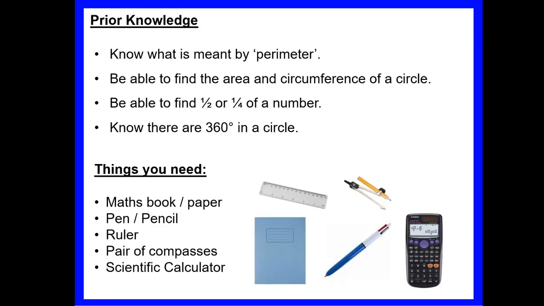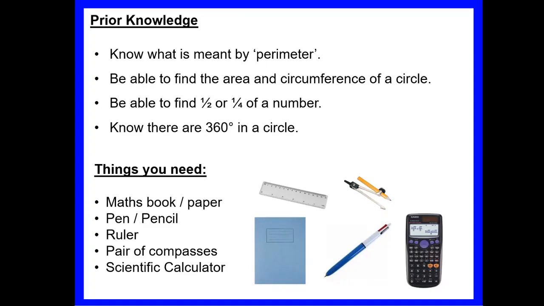Before we start our prior knowledge check, we need to know what is meant by perimeter, so that being the distance around the outside of a shape. You should also be able to find the area and circumference of a circle. We did that in the previous lesson, so if you're not sure, please go back to the previous lesson first. You should be able to find a half or a quarter of a number. So remember, a half is dividing by 2, a quarter dividing by 4. And you should know there are 360 degrees in a circle.